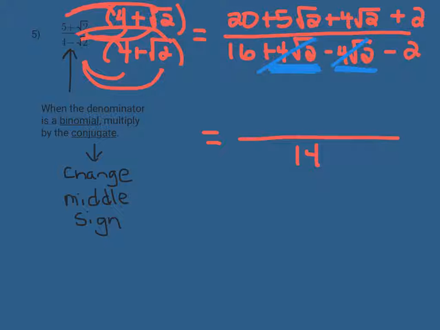Okay, and then in the numerator, let's combine our like terms. So we're going to combine our whole numbers. 20 plus 2 would be 22. And 5 radical 2 plus 4 radical 2 is 9 radical 2. Now what you want to do is look at all of these numbers here that are not under the radical. We have a 22, a 9, and a 14. And you want to say, is there something that divides evenly into all of them? If there is, you want to divide by that number and simplify the fraction. But in this case, there's not, so this is our answer.